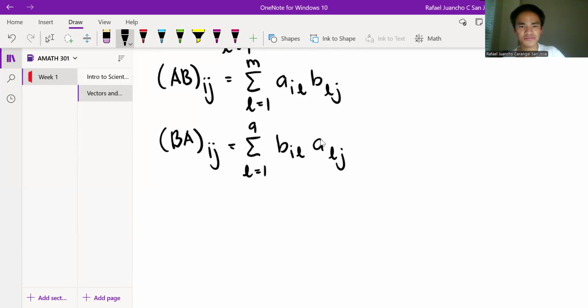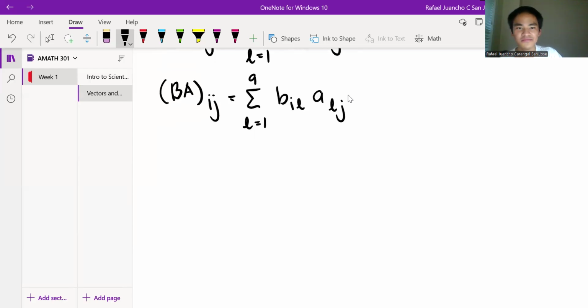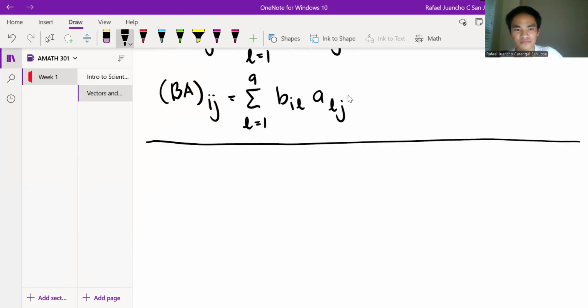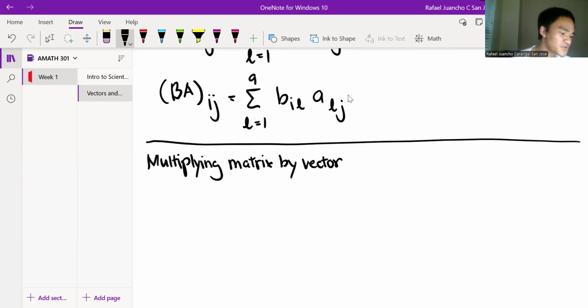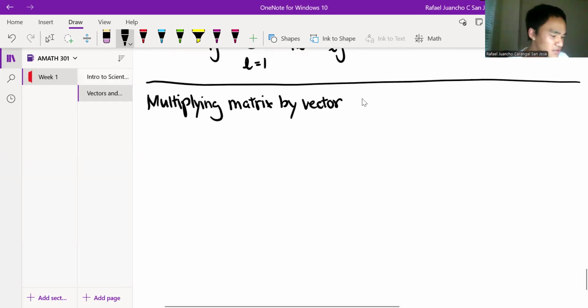Okay, we're still gonna multiply matrices, but this time we're multiplying a matrix by a vector. So that's what we're doing this time. Okay, so how does this work?